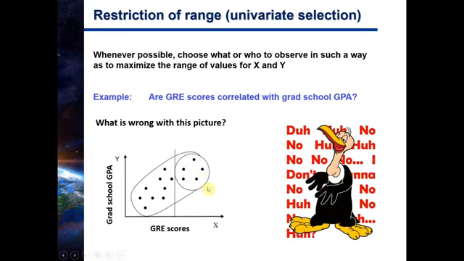All right. So if we really wanted to know, is there a relationship between GRE scores and graduate school GPA, we would have to admit people into graduate school who scored low, medium, and high on the GRE, and then we'd have a better chance of discovering the relationship.